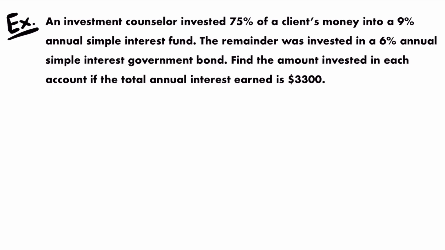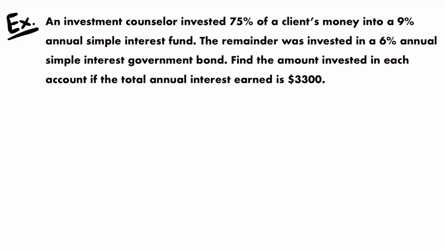For this investment problem, we have an investment counselor invested 75% of a client's money into a 9% annual simple interest fund. The remainder was invested in a 6% annual simple interest government bond. Find the amount invested in each account if the total annual interest earned is $3,300.